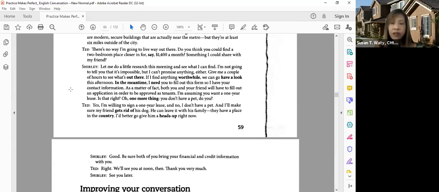Okay, very good. The intonation is perfect. Just a little one. This right here, you pronounce: I can't promise anything either. Because this is a combination of two negative sentences. I'm not going to tell you that it's impossible, and then also another negative sentence: I can't promise anything either. Either. Perfect. Okay, thank you.